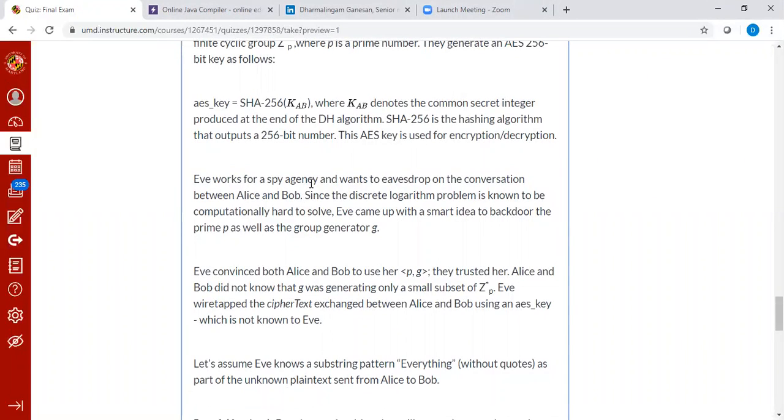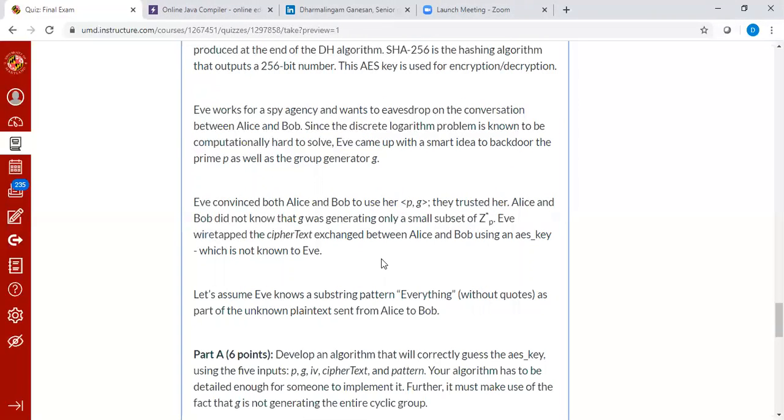Eve works for a spy agency, and she wants to eavesdrop on the conversation between Alice and Bob. Since the discrete logarithm problem is known to be computationally hard to solve, Eve came up with a smart idea to backdoor the public prime P as well as the group generator G. So somehow Eve convinced both Alice and Bob to use her P and G, and they both trusted her. Alice and Bob didn't know the fact that G was actually generating only a small subset of possible key values.